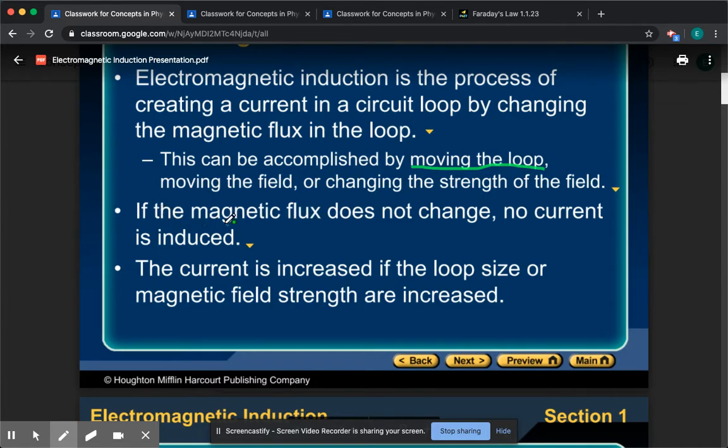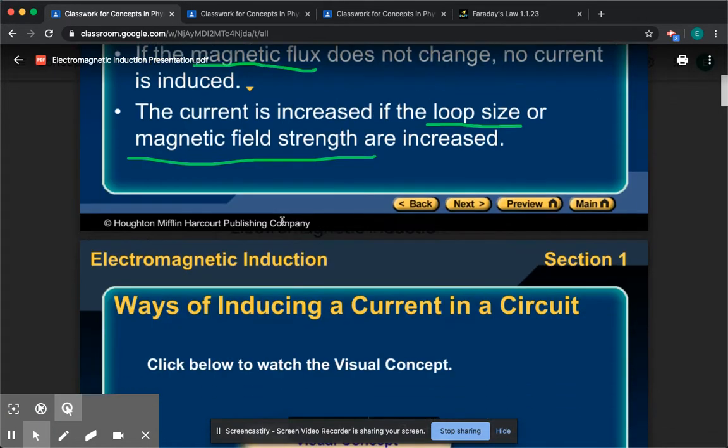If you do not have a change in the magnetic flux, meaning if there's no movement or if there's no adjustment to the field, there is no electricity being produced, okay? And the more movement you have, which in this case refers to the loop size, or the more you change the field strength, the more electricity you end up producing, okay?